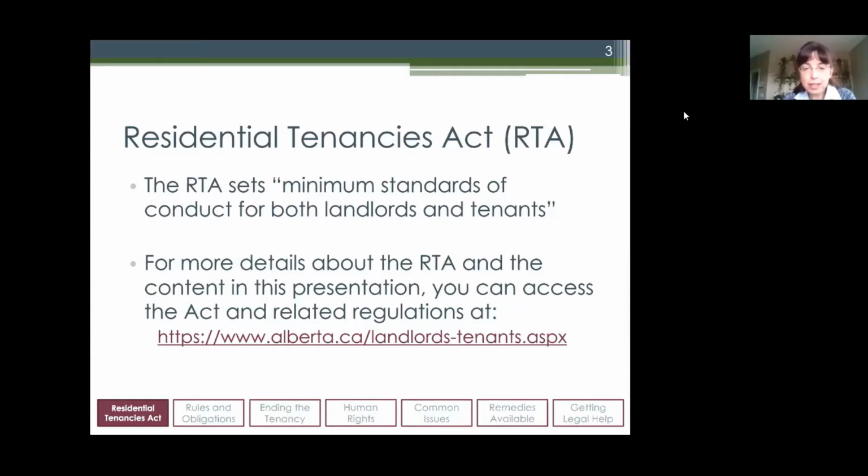I also have the link at the bottom of the slide, which you can write down or take a photo of with your smartphones. This link is to a website by the government of Alberta that pares down the act and explains in plain language what the law says about different sides of the relationship between landlords and tenants.